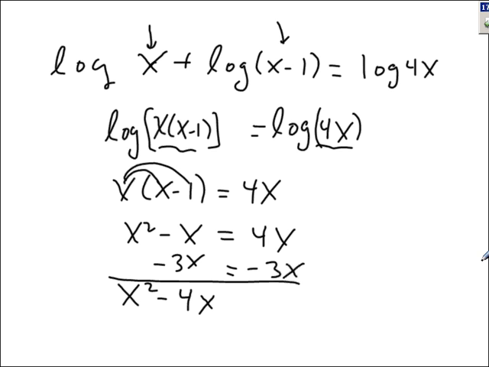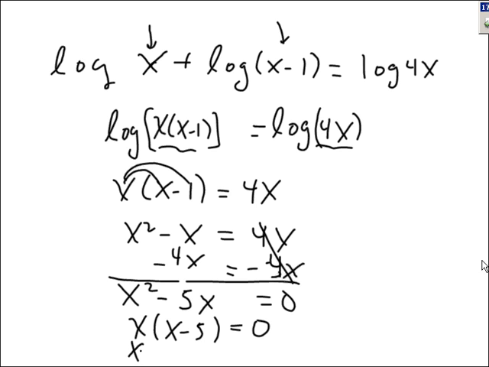Okay, so of course to get it equal to 0, we should be taking away 4x's. We want to get the right side equal to 0, so we take away 4x's. And then we'll have x squared minus 5x. Well, if you factor that, you get x times x minus 5 equals 0. So either x is 0 or x minus 5 is 0. But x minus 5 is 0 means x is 5. So those are your two possible answers.